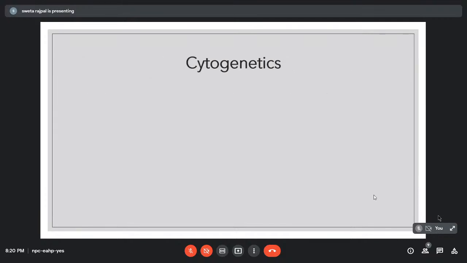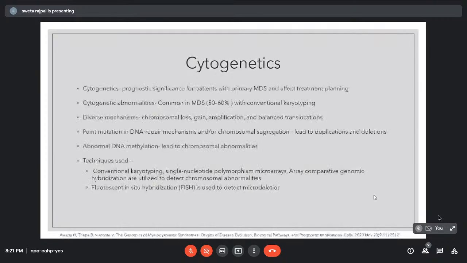So we have now described the pathophysiology. We have completed the mutations, the importance of mutations, and the different mutations involved in the pathophysiology of MDS. Now we are moving to the next topic, cytogenetics, which is a very important one. As we said, somatic mutations can happen in more than 90% of cases, but cytogenetic abnormalities can happen in up to 60% of cases. They have an important role in diagnosing MDS, in prognostication, and they also affect treatment planning.